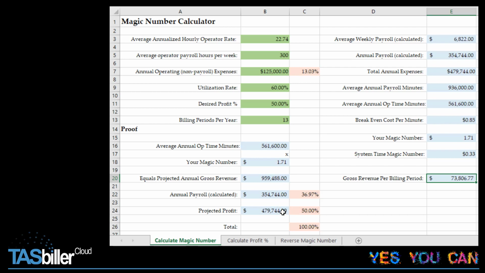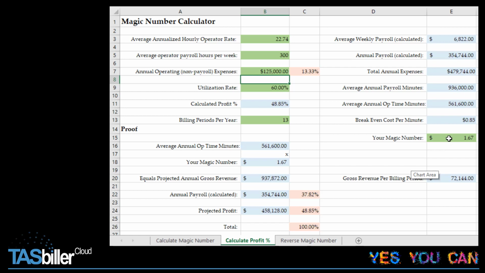I'm grossing between $900,000 and $1 million, which is about right, and that would achieve my 50% goal. Now, I'm not quite there yet. This is assuming my magic number is at $1.71. Now, I happen to know that my average billing right now is $1.67. So I have this other tab built in where we can calculate the profit. Based on $1.67, I'm realizing this much profit, so I'm at 48, almost 49%. So I'm just about there. I'm just a few pennies away now on my billing.